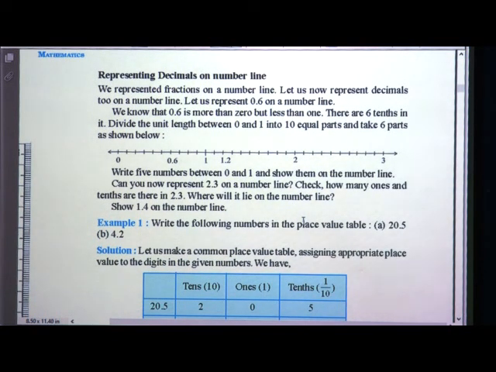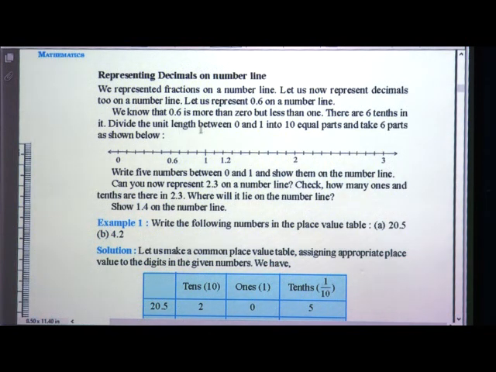Now, representing the decimal on the number line. We represented fractions on a number line. We also represented whole numbers, yes, integers. Now we are going to represent decimals on the number line. Let us represent 0.6 on a number line. We know that 0.6 is more than 0, but less than 1. So, there are 6 tenths in it.